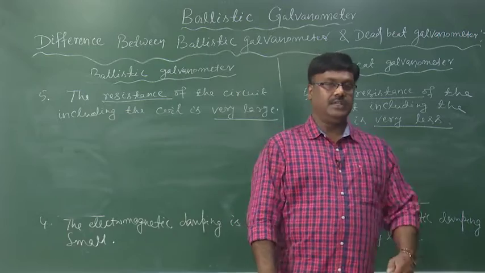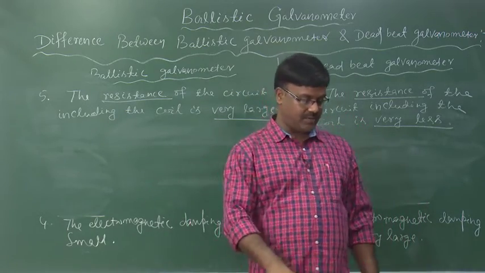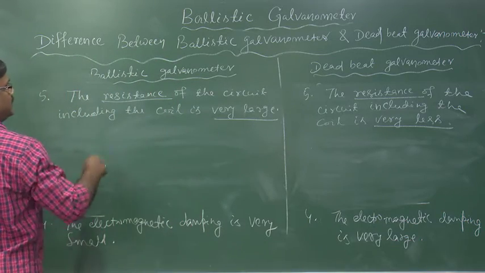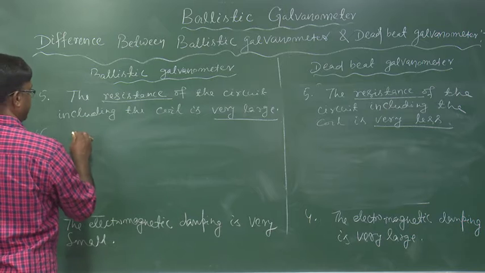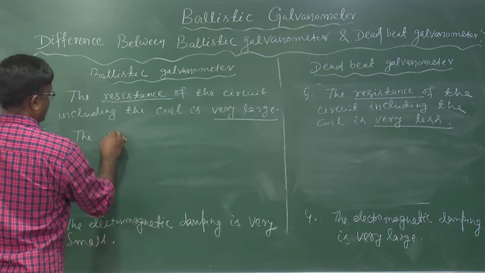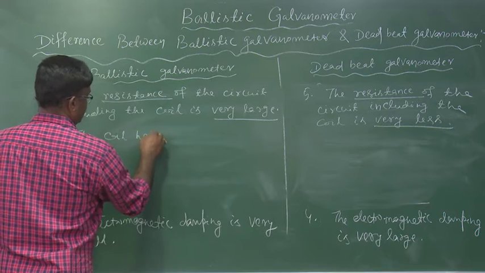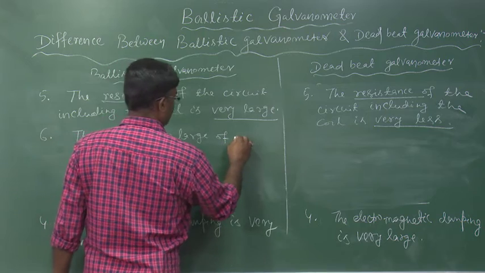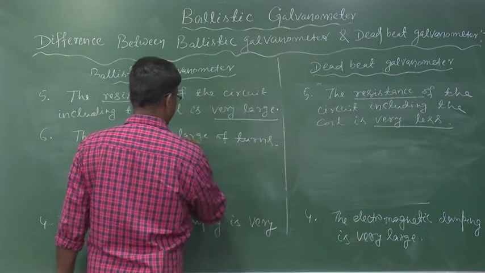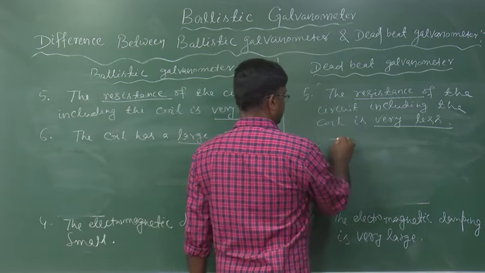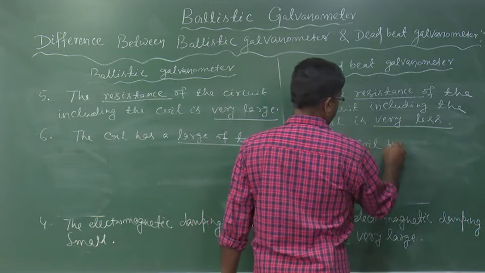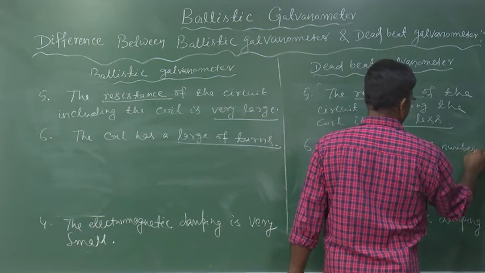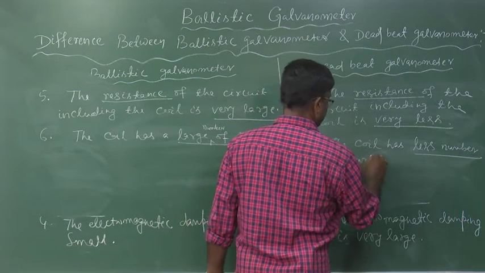Okay? Then the coil has a very large number of turns, whereas in case of a deadbeat galvanometer the coil has a very less number of turns. So, number 6 we can write, the coil has a large number of turns, whereas here the coil has less number of turns.